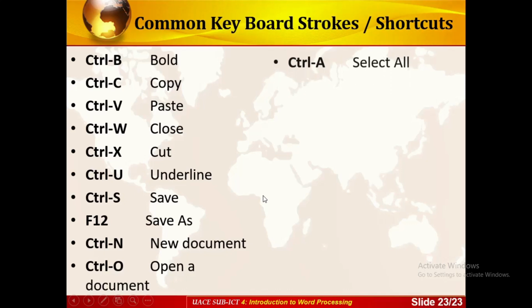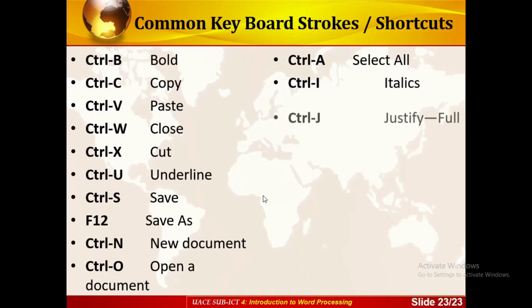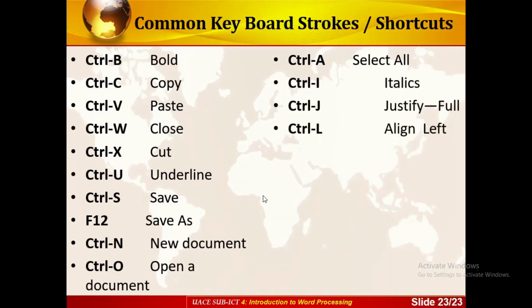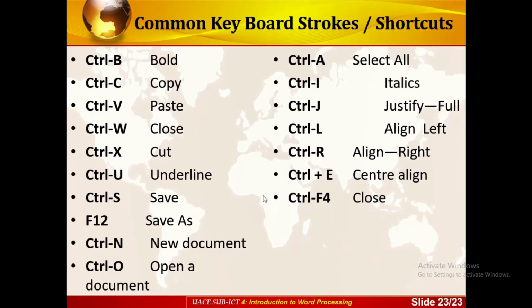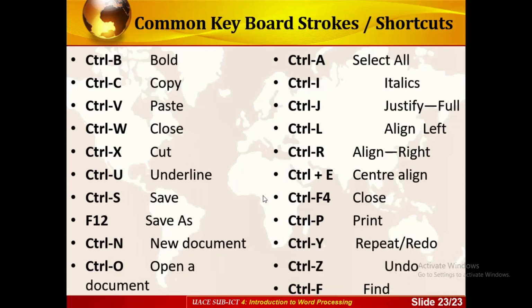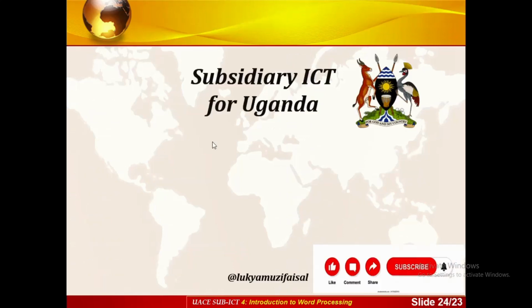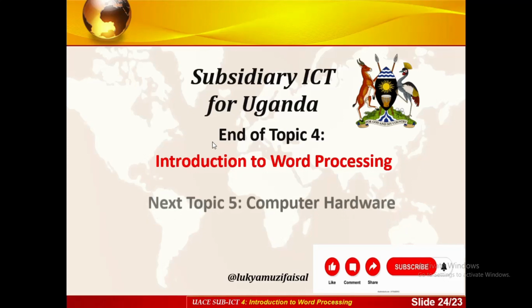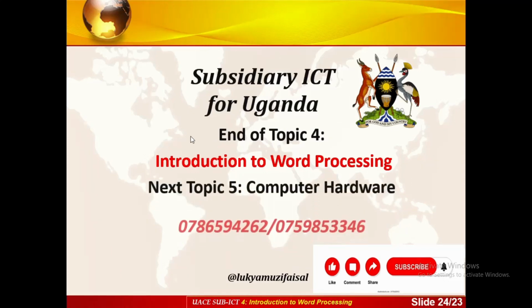Control O, that's open the document, Control A if you want to select all, Control I, that is italics, Control L, that's align left, Control R, that's align right, Control E, that's center, Control P, that's print, Control Y, that's repeat or redo, Control Z, of course undo, and Control F, that is to find. So that's the package I prepared for you today. However, I'm going to demonstrate a few steps on how to deal with word processing practically.